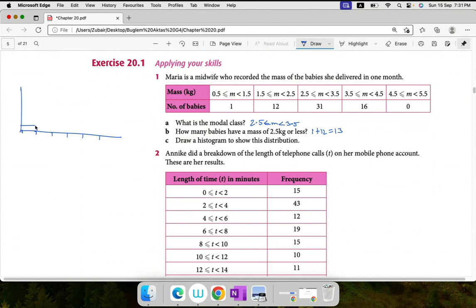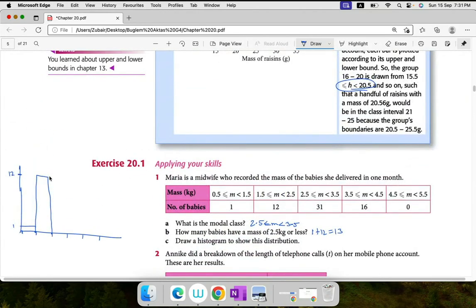So first one, the height is 1. Next, the height is 12. This would definitely be more accurate on graph paper. And then 31. I should have kept that a little lower for now. So this would be 31 and so on. 16, and last is 0. That's a straight line.